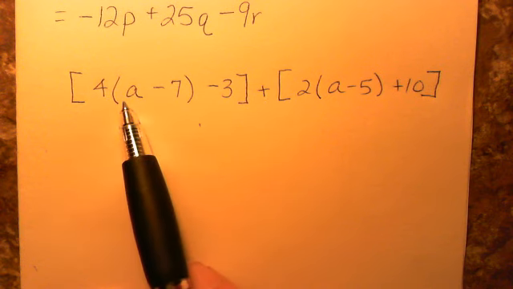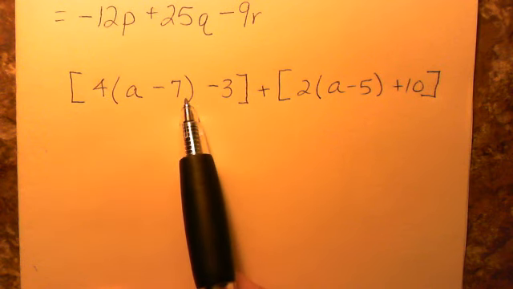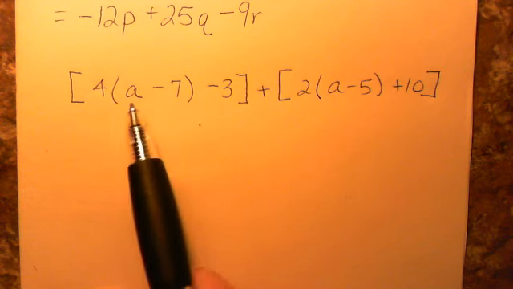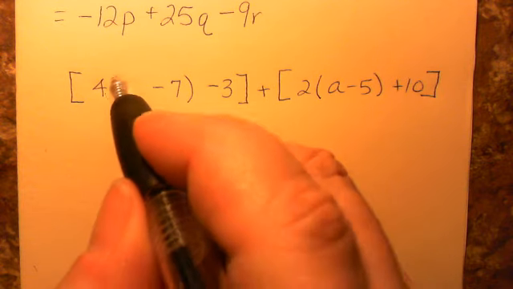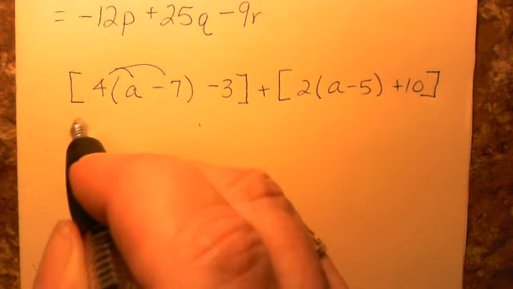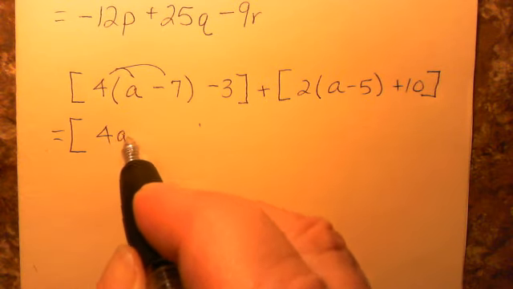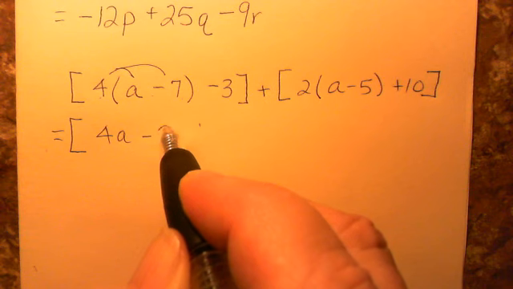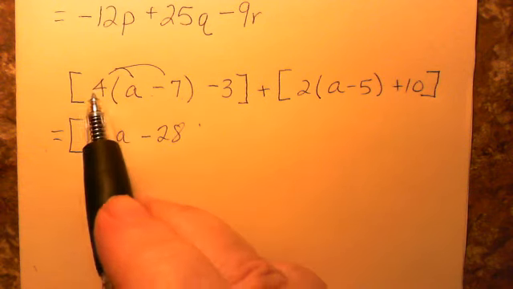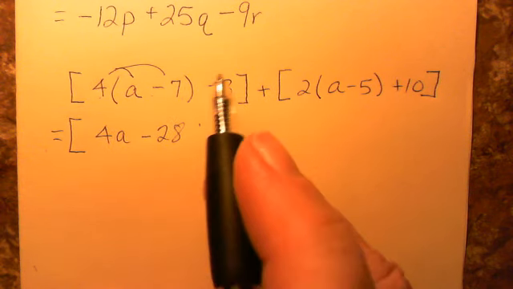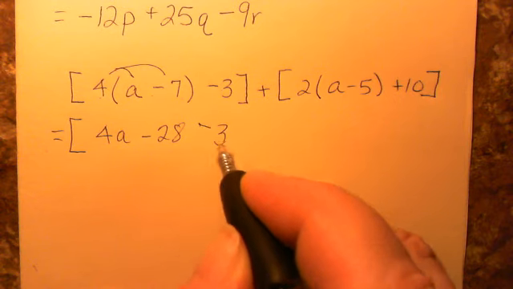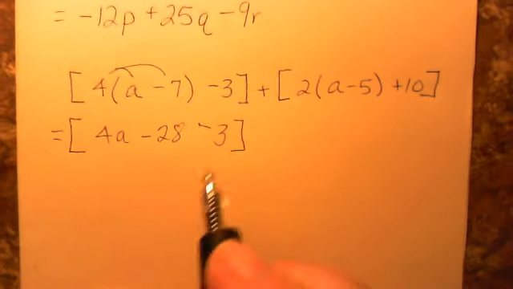So inside, we're going to take care of the parentheses first. We notice we can't do the work inside, so we distribute. And the bracket stays with us, and 4 times a gives us 4a. 4 times -7 for -28. We don't distribute the 4 to the -3 because it was outside the parentheses, so we bring down the -3.